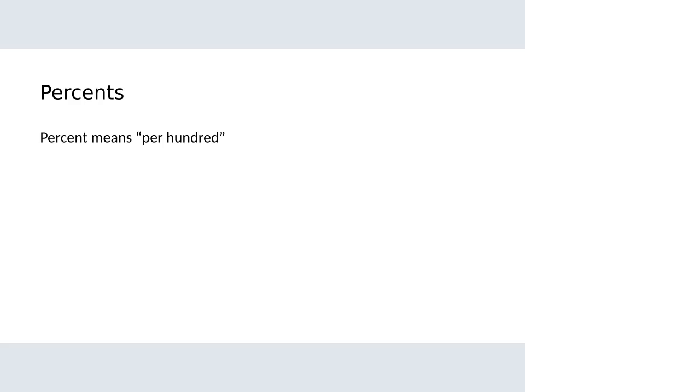The first thing is, what even is a percent anyway? And it's right there in the word. Percent means per hundred. If you look at the word cent, there are 100 years in a century. There are 100 cents in a dollar. And so cent is a root word that lends itself to 100. And so percent is per 100 or out of 100.